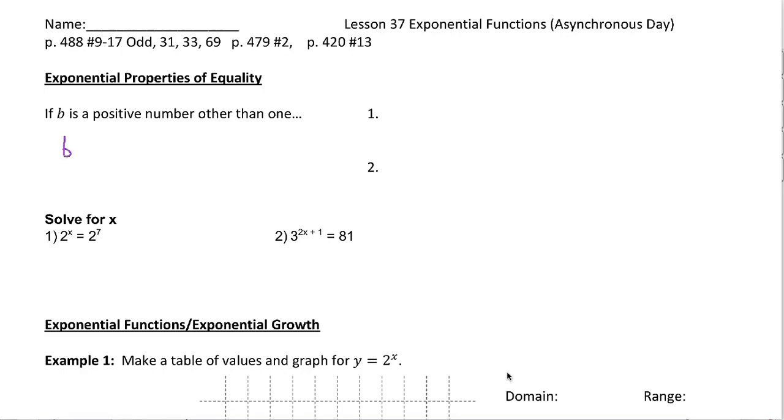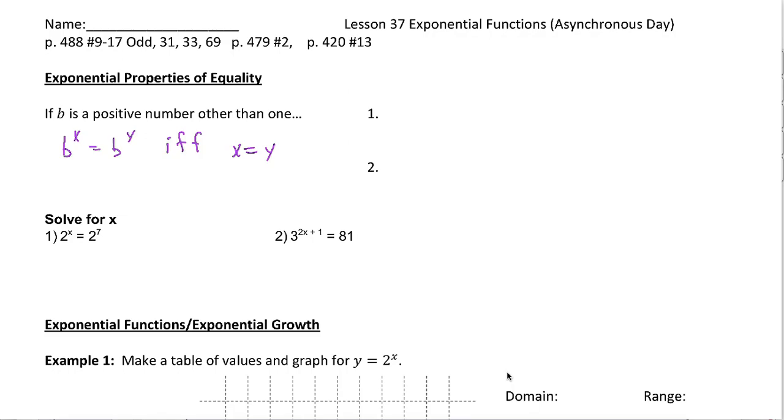b to the x is equal to b to the y if and only if, it's not a typo, IFF, is a symbol in math that means if and only if, x equals y. We'll break this down. If and only if means that the statement goes both directions. We'll break it down in 2 different directions.